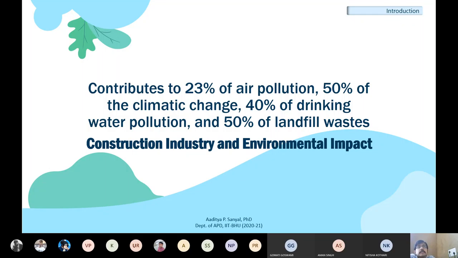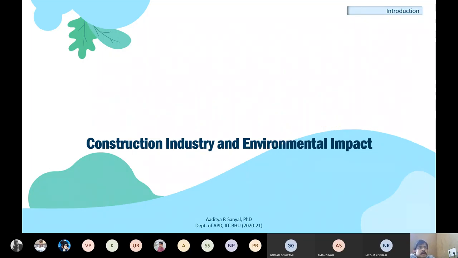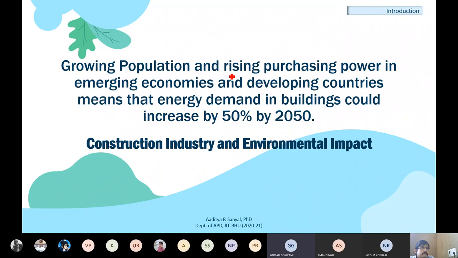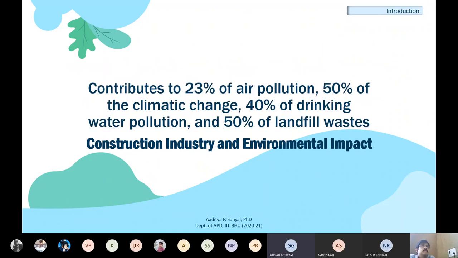Any material that you are using on your project, definitely it will go to the landfills. It will definitely become waste after your building has been demolished. And to turn it back as a natural resource into the earth takes a huge amount of time. So the construction industry does have a huge impact on the environment.